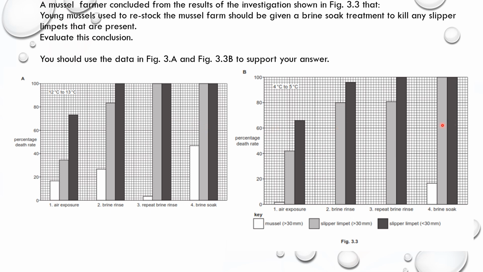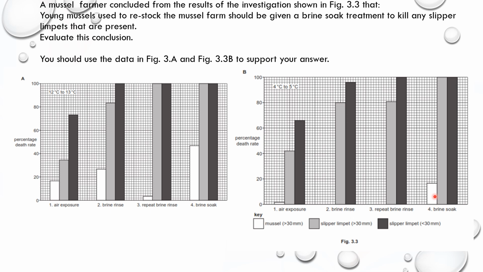And of course, if you check, for 4 degrees to 5 degrees, this is another point, we have fewer mussels killed. Remember, we want to preserve mussels, but fewer of them are killed at this temperature compared to this. Some of them are killed here too, but fewer. So this supports it, right?